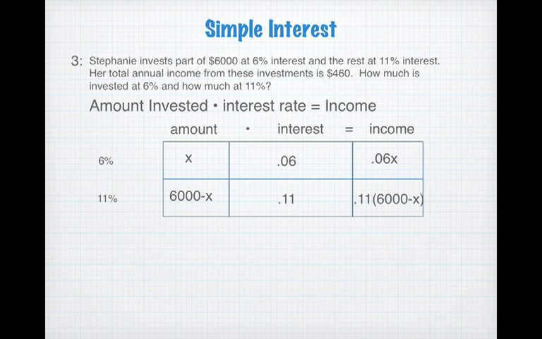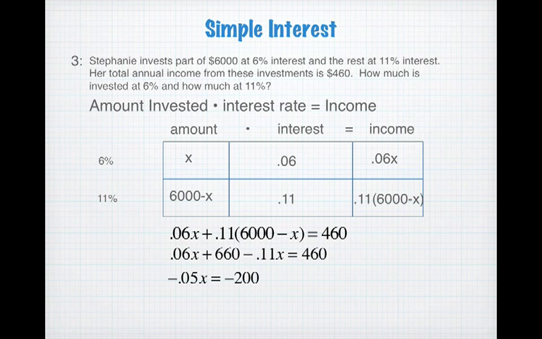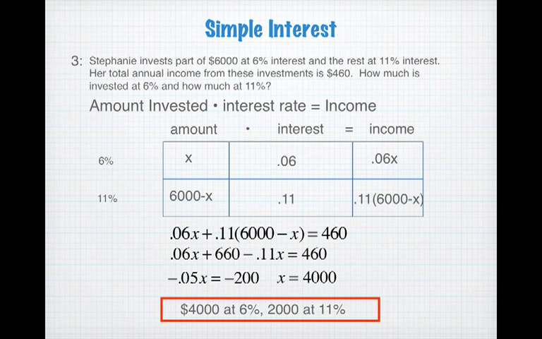So if we take the amount of money that we made at 6%, which is 0.06x, and the amount of money we made at 11%, which is 0.11 times 6,000 minus x, and add them together, that equals $460, which is our total income from the investments. Here's the equation that's going to answer our question. So we distribute, combine our like terms, and solve it, and we end up with x equal to $4,000. So that tells us we invested $4,000 at 6%. 6,000 minus 4,000 leaves us with $2,000 to invest at 11%.